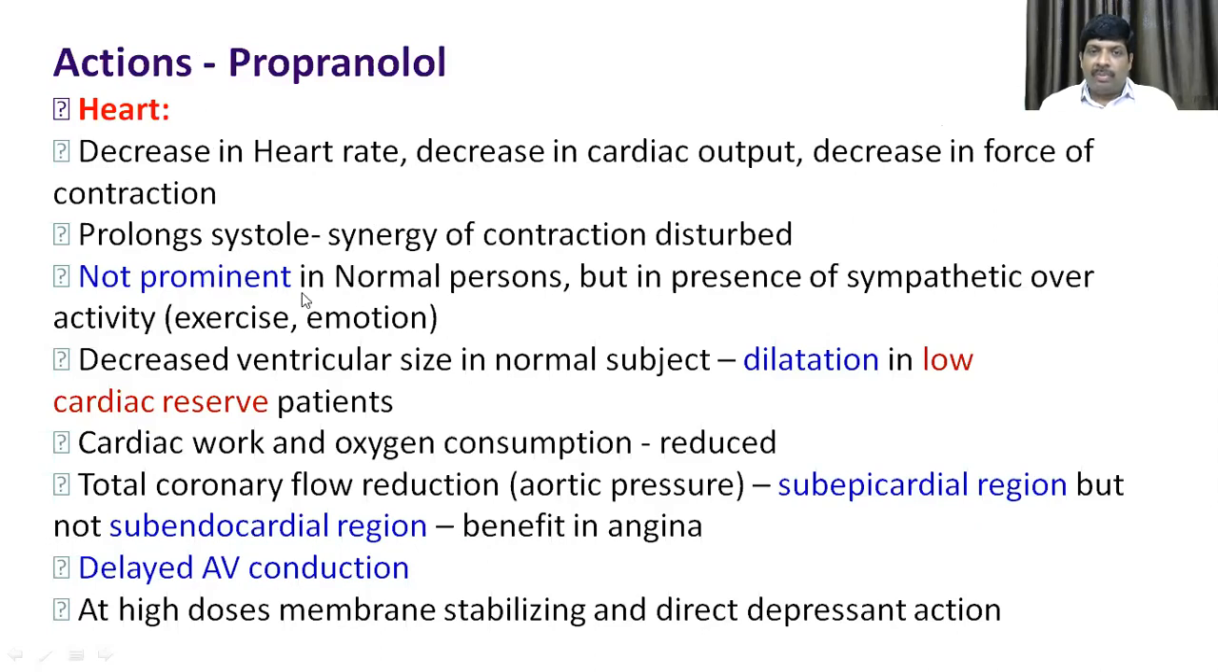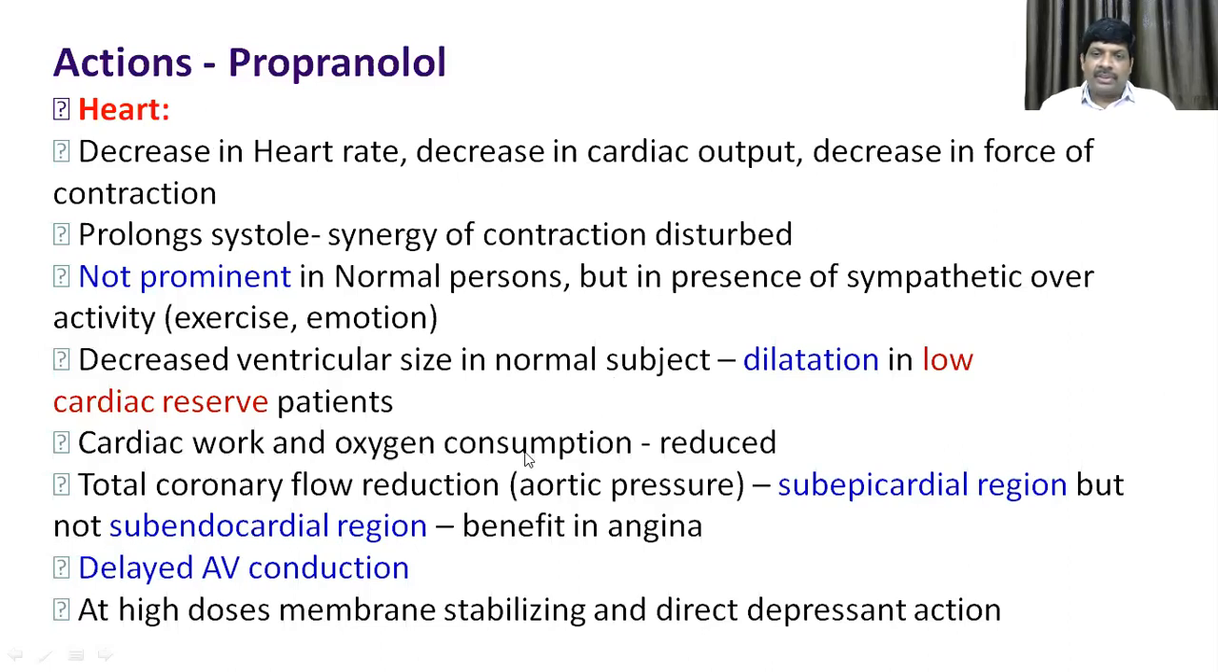It is not prominent in a normal person, but appears in the presence of sympathetic overactivity. So when there is sympathetic overactivity and you take propranolol, there will be some effect. But if a normal person takes propranolol, there won't be a decrease in the blood pressure. Decreased ventricular size in the normal subject, dilatation in a low cardiac reserve patient. For this, you will see the effect.